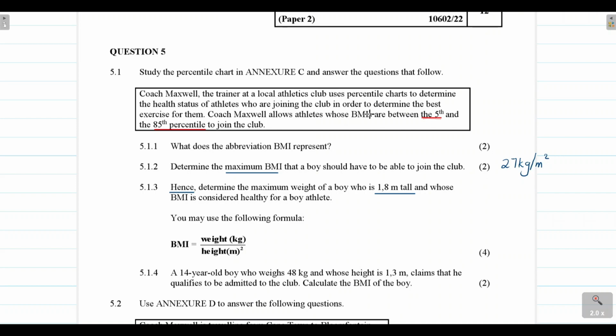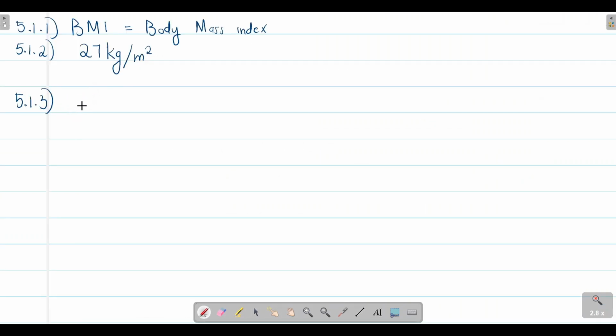In this case, we were given the height of this boy, which is 1.8 meters. We already know what the BMI is, which is 27 kilograms per meter squared. All we need to do here is determine the maximum weight of a boy who's considered healthy. So let's write that equation down. The equation says that BMI is equal to the weight in kilograms divided by your height, and your height is in meters squared.